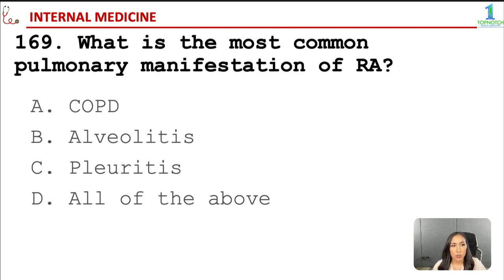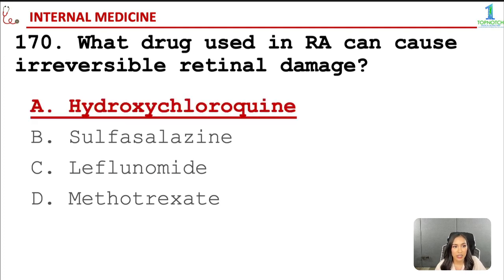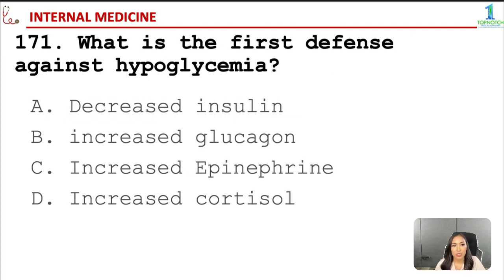169. What is the most common pulmonary manifestation of RA? It is pleuritis. 170. What drug used in RA can cause irreversible retinal damage? This is a recall question and the answer is hydroxychloroquine. Okay?